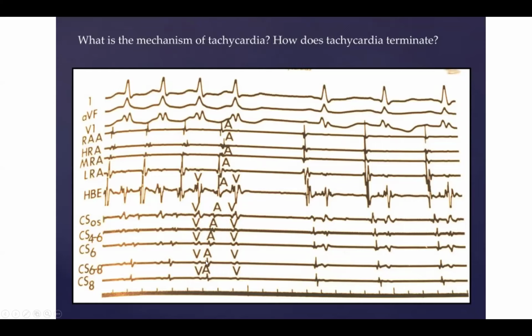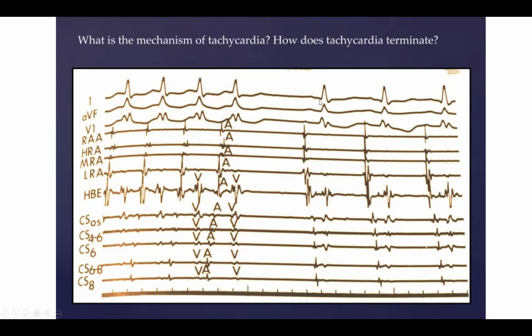And so not only do we see that there is an eccentric retrograde pattern in tachycardia, but we see also that antegrade in sinus rhythm we can see as well that the earliest antegrade A is probably either in CS68 or CS8 here.